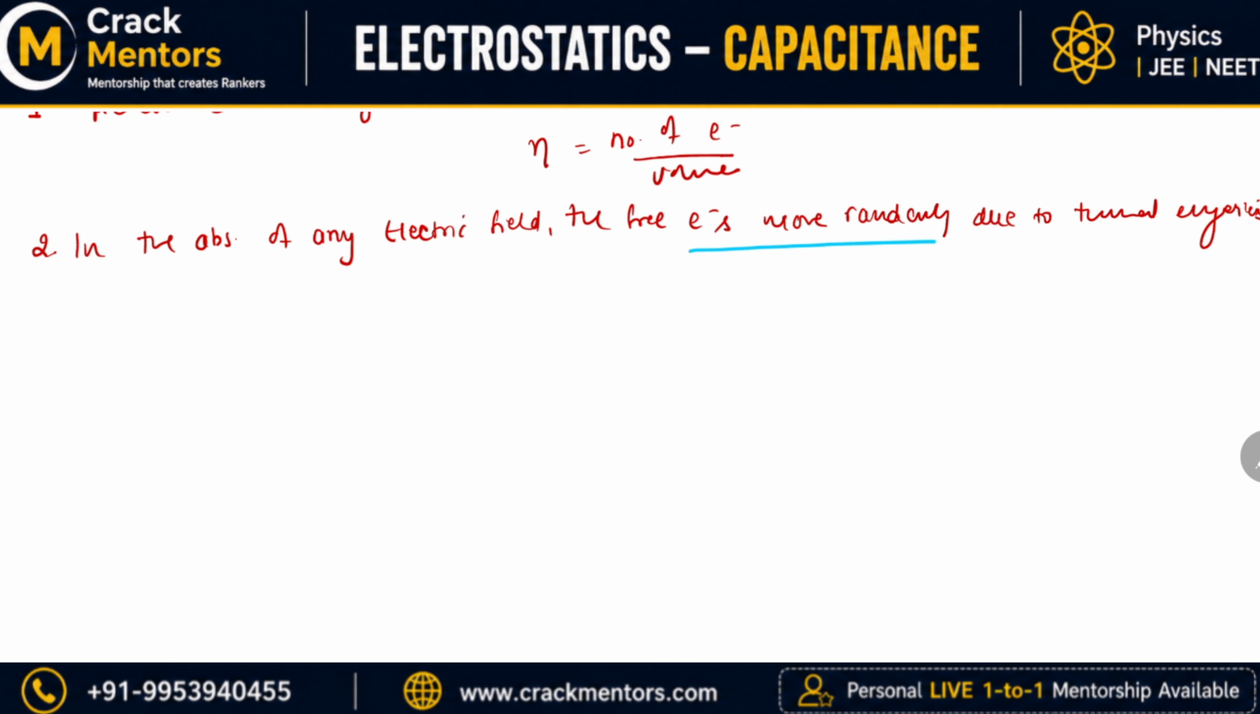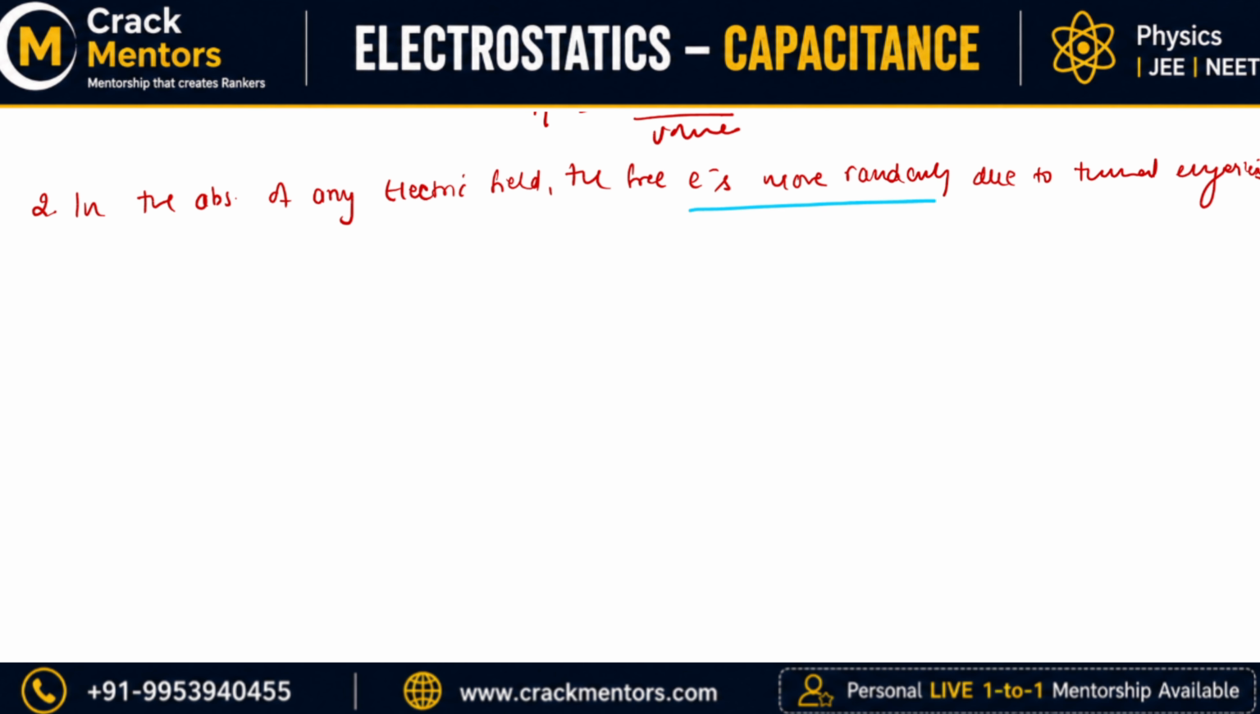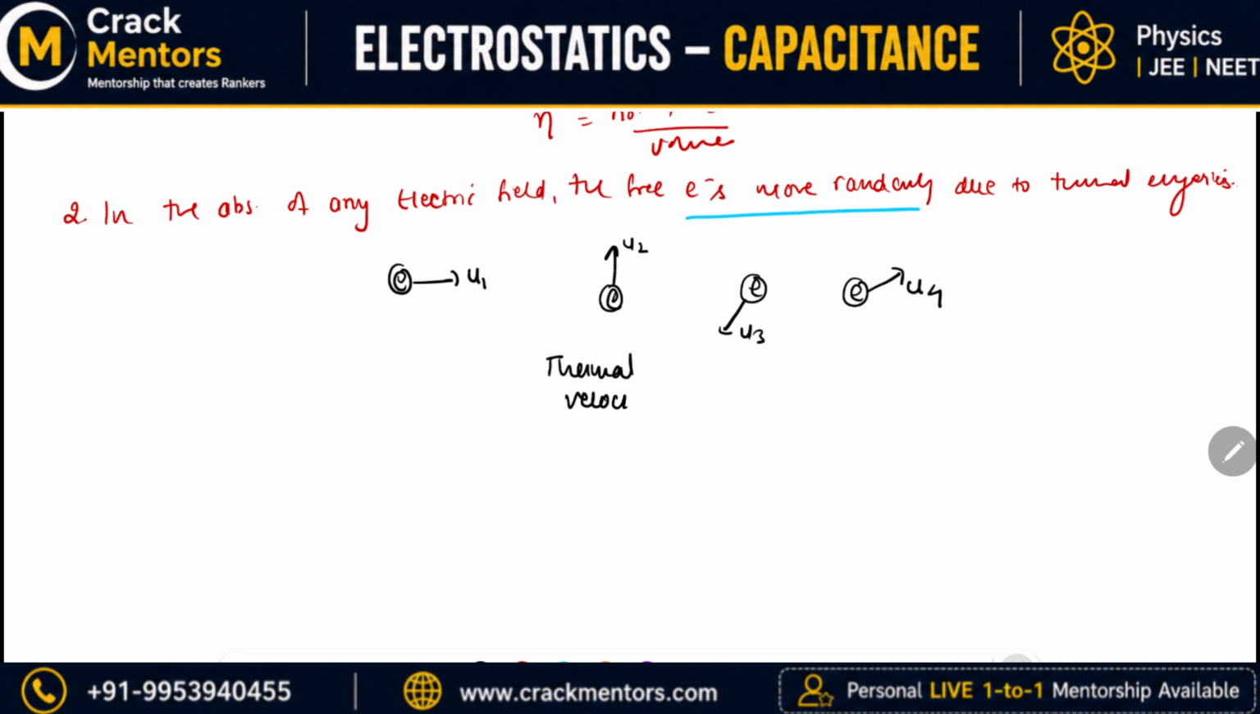Now just think about this. Hear me out and think about this. If I say that there are free electrons here, these are some of the free electrons. Let's say this is moving with a different velocity: this is moving with velocity u1, this with u2, this with u3, this with u4. So why are all these velocities produced? These velocities are produced due to thermal energy. These are all thermal velocities, and as you can see in the diagram, these are completely random.